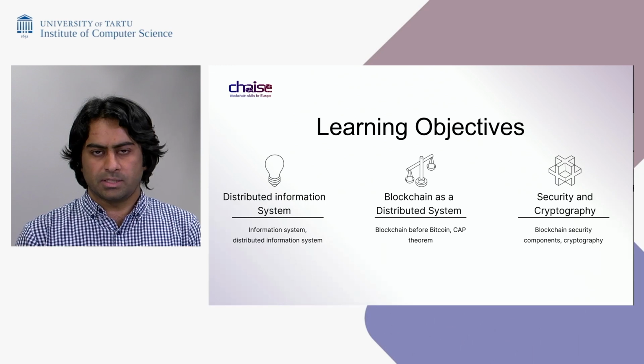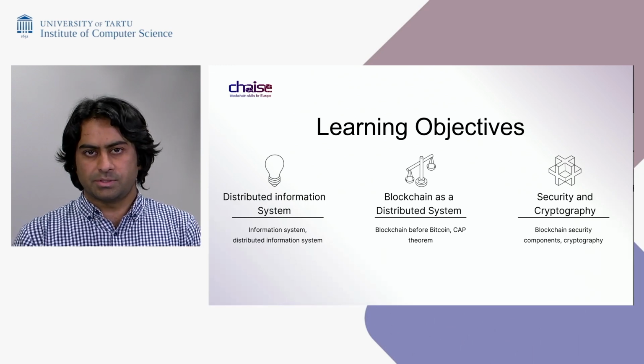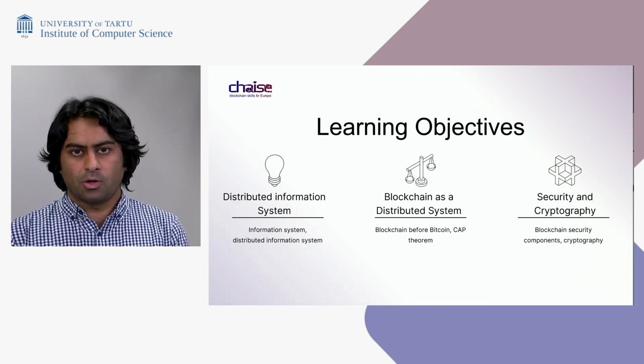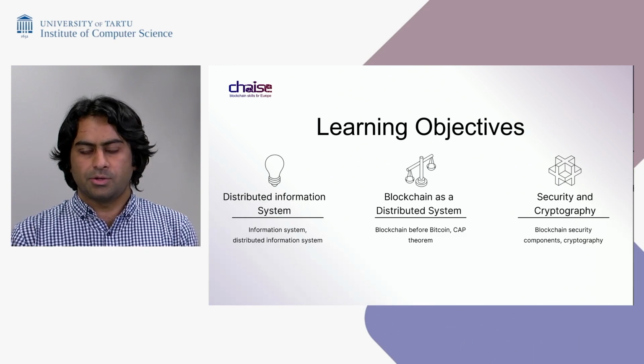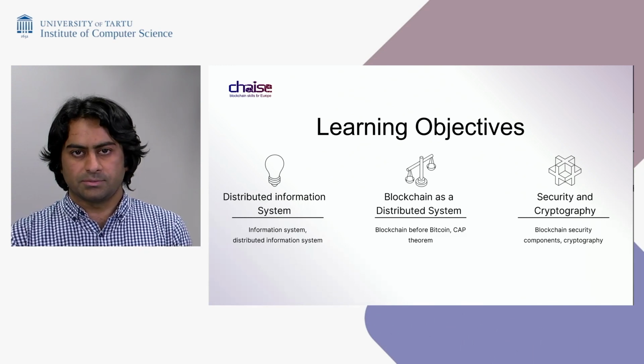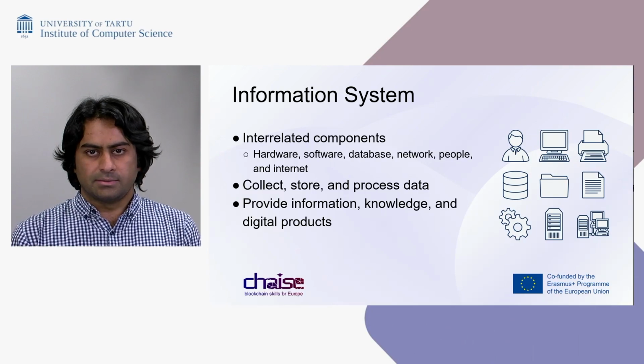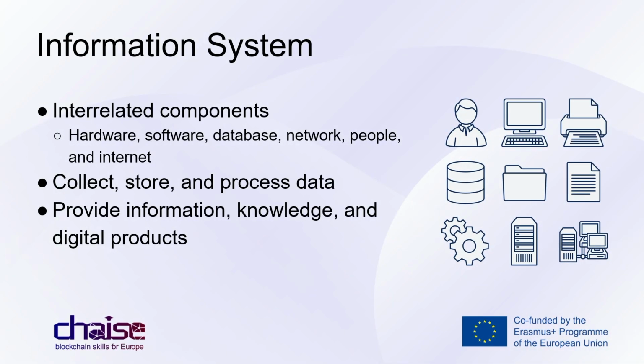So, the main learning objectives are distributed information system, to explore blockchain as a distributed system, security and cryptographic patterns of blockchains. So, let us get started. Information systems are a group of interrelated components combining hardware, software, database, network, people, and internet to collect, store, and process data to provide information, knowledge, and digital products.